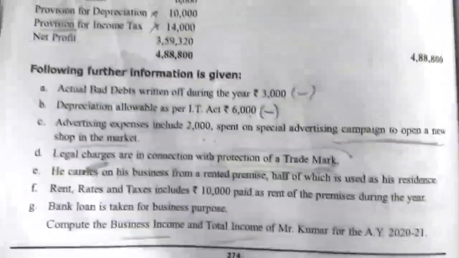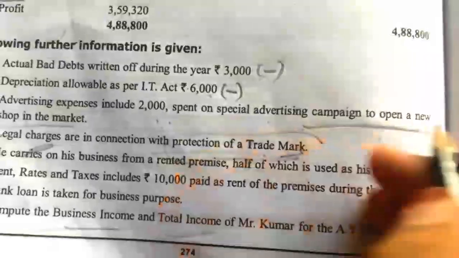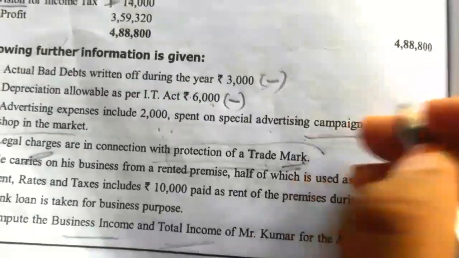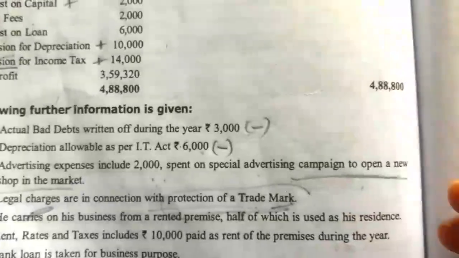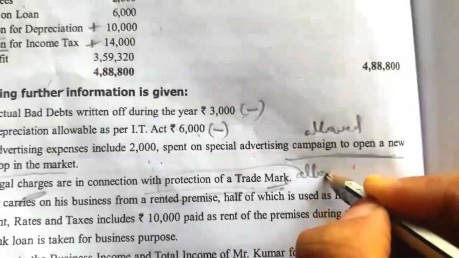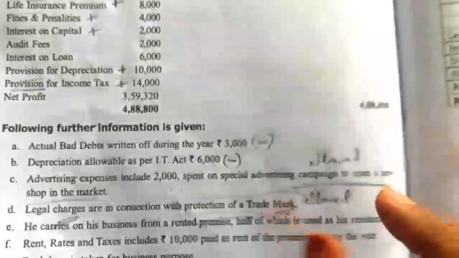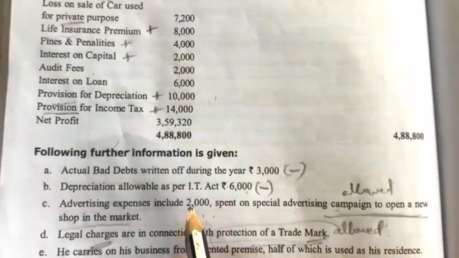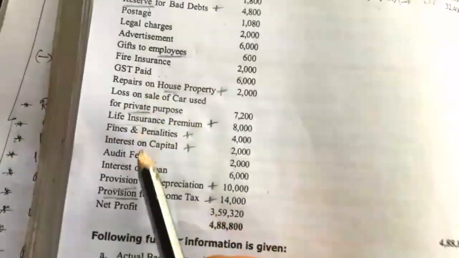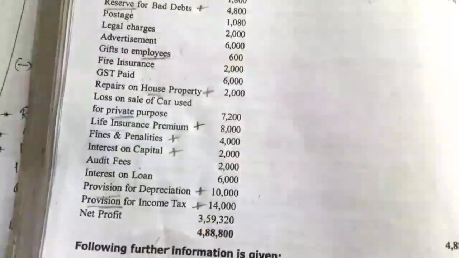Here, both the advertisement expenses spent on the special advertising campaign and the legal expenses incurred in connection with the protection of the trademark are allowed. When it is allowed, there is no effect. We should not make any adjustment because these allowed expenses are already included in the advertisement expenses on the debit side of the profit and loss account, and the legal charges are also already debited in the profit and loss account.